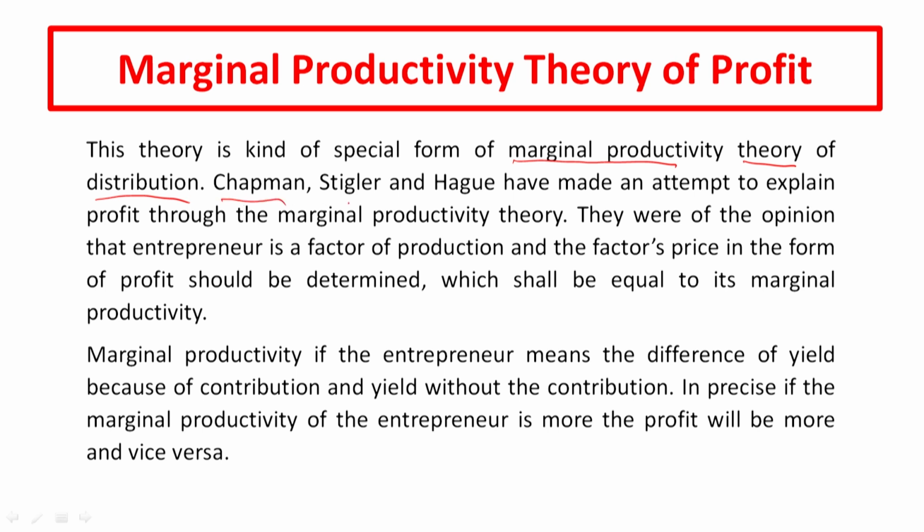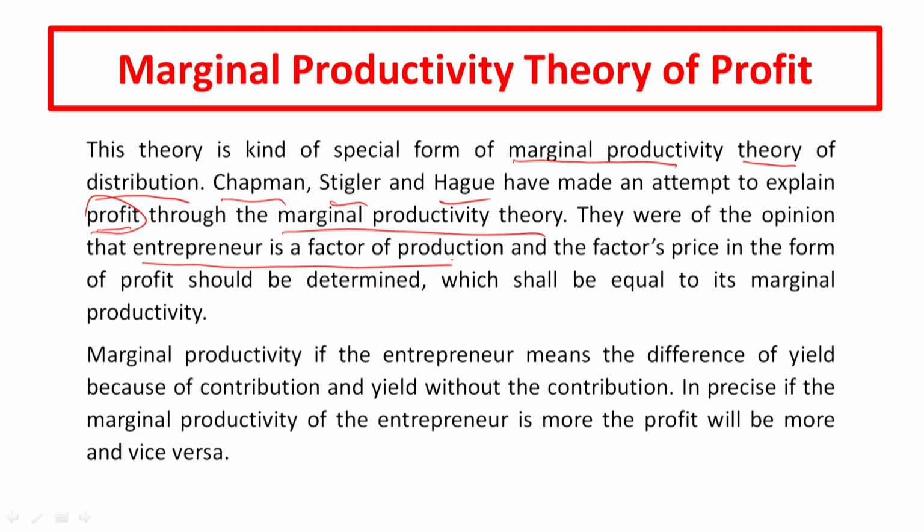Economists Chapman, Stigler and Hague have made an attempt to explain profit through the marginal productivity theory. Here the profit is linked with the marginal productivity theory. First it was linked with the rent, then it was linked with the wages. Now we are linking the profit with the marginal productivity theory. They were of the opinion that the entrepreneur is a factor of production. This is a very important thing to be understood.